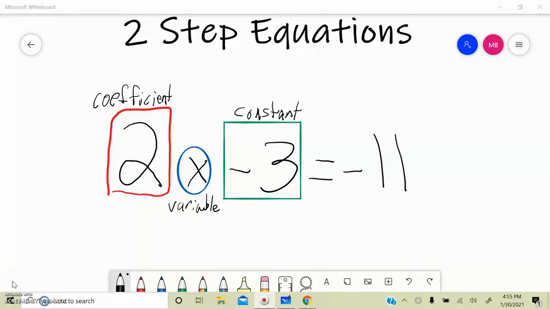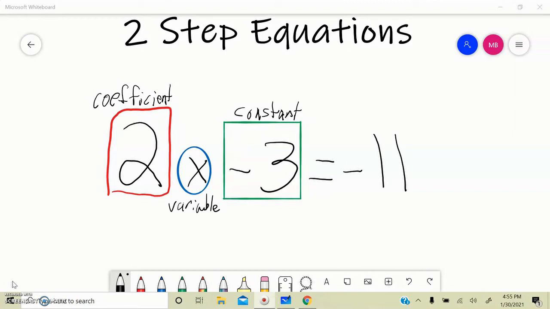Okay, so today we're going to begin talking about two-step equations. Before we get started with two-step equations, I want to make sure we have a good understanding of our vocabulary use for this unit. So inside this red box, we have the number 2.